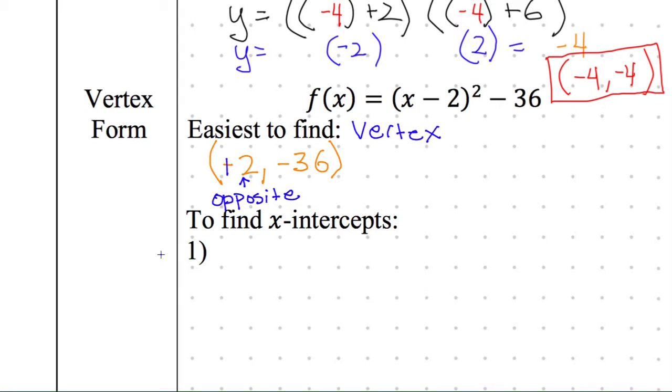If you really, really want to know why it makes it go to +2, the general answer is when you actually set this thing equal to 0, you'll eventually get something like x minus 2 quantity squared is equal to 36. You'll have to add 2 to both sides, and that's the thing that's going to move your vertex. So it comes from setting it equal to 0.